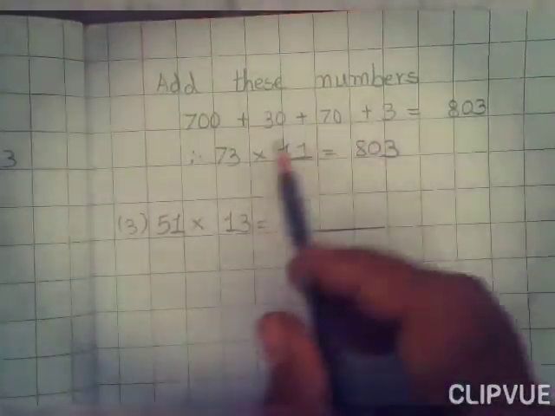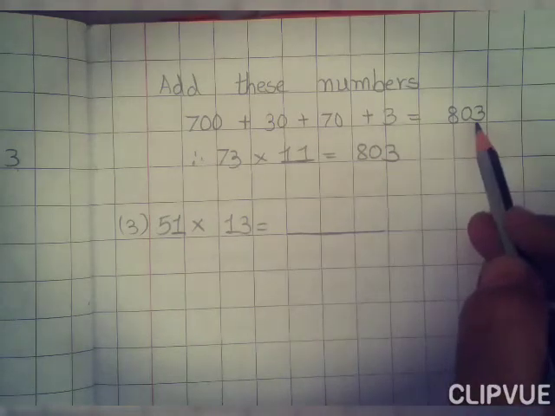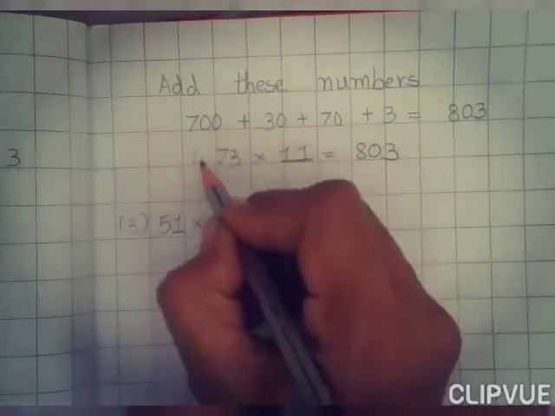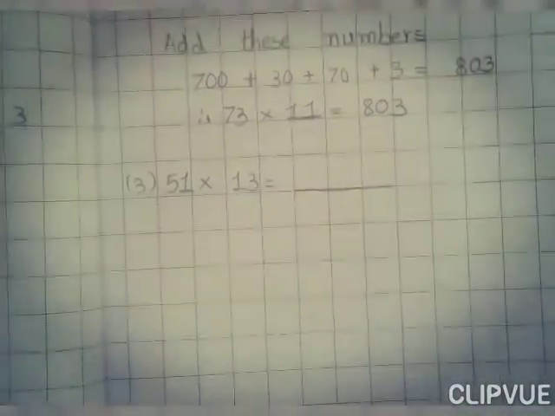So here on the next page you write down, add these numbers. 700 plus 30 plus 70 plus 3 is equal to 803. Therefore once again write down the question and equals to the answer. This answer you should also write down in the fill in the blanks.